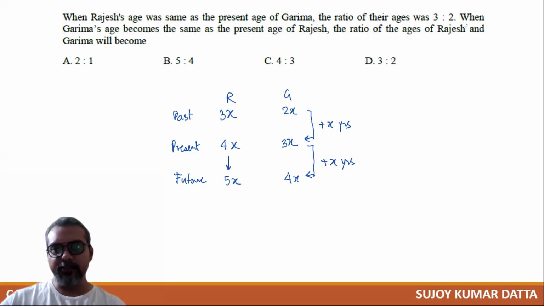They are asking what is the ratio of Rajesh and Garima? So 5X to 4X is 5 is to 4. So that's the second option.